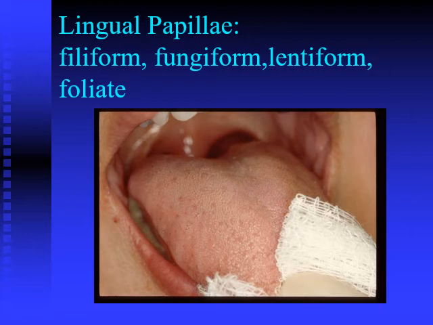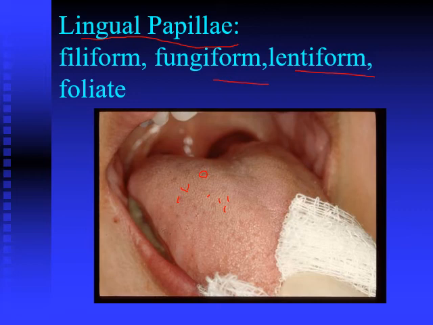If we take a look at the tongue, you can see that the surface is rather rough. There are many different types of lingual papillae. The filiform papillae are these little hairy structures on the side of the tongue. And then you see some red ones that are a little more rounded, and those are the fungiform and lentiform papillae. They sometimes have some little taste buds in them.